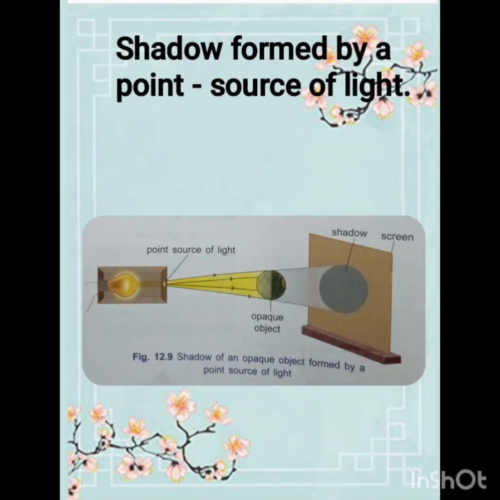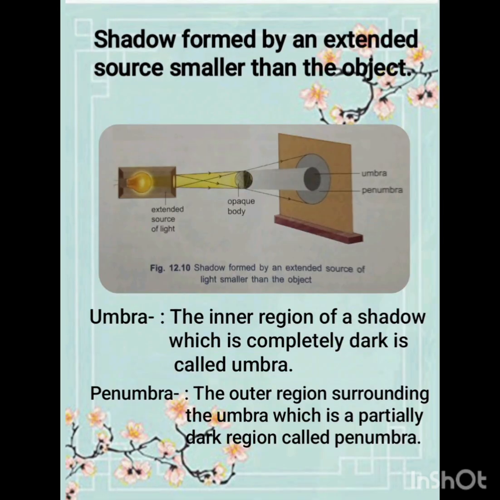Next is shadow formed by a point source of light. Students, when an opaque object is held between a point source of light and a screen, a completely dark shadow having sharp edges is formed on the screen. The shadow has the same shape as that of the object. Next is shadow formed by an extended source smaller than the object.